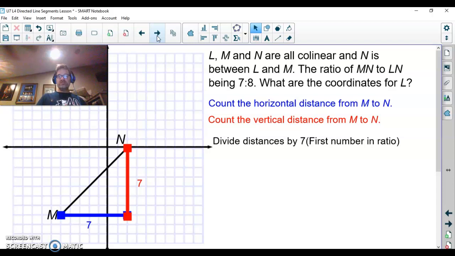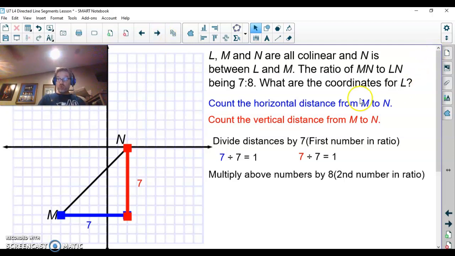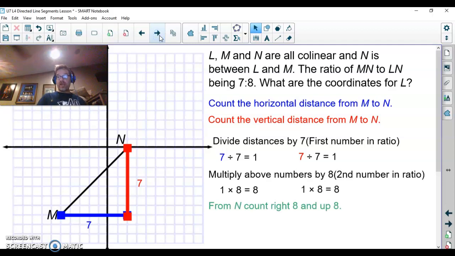Divide these distances by 7. So 7 divided by 7 is 1. So we're going to count 1 group to the right. We're going to do 7 divided by 7. We're going to count 1 group up. Notice I said we're counting groups. How many are in each group? The second value of the ratio. So we're going to count 8 to the right. We're going to count 8 up.